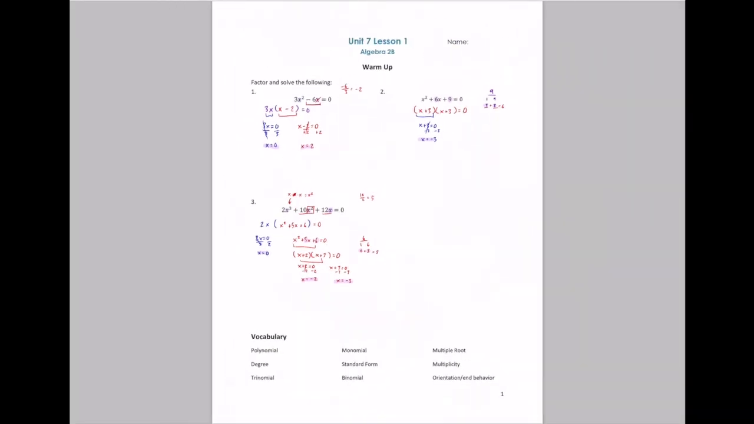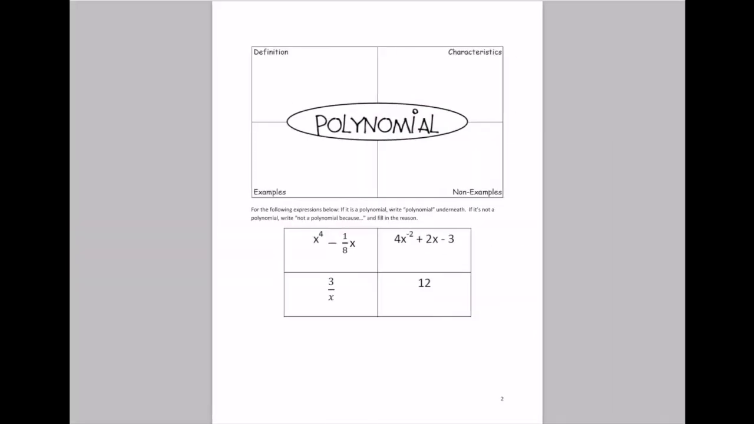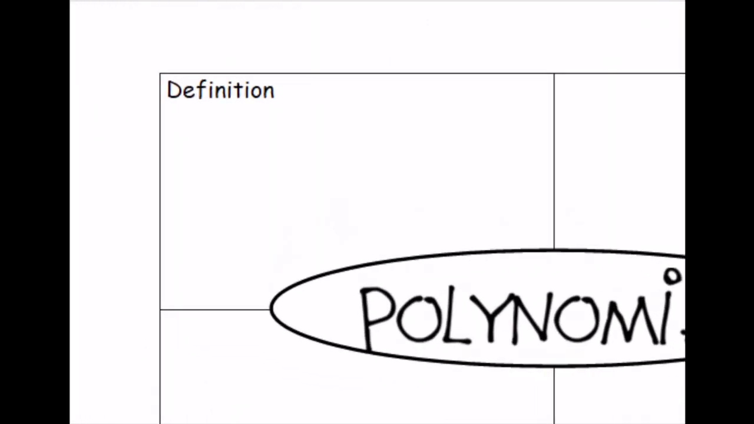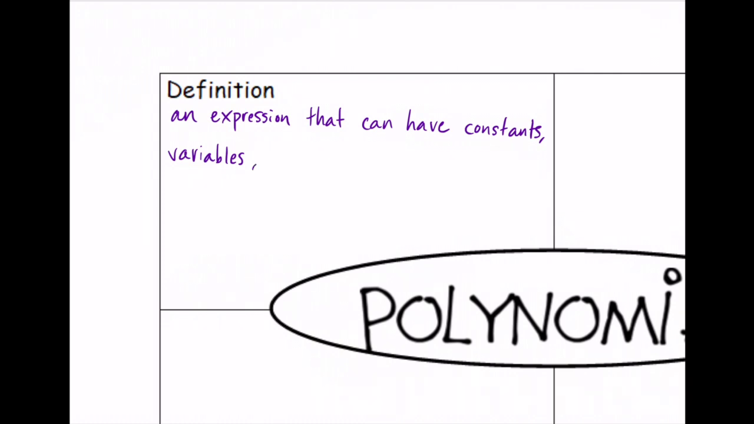Right, on the rest of the page, you'll see the vocabulary we're going to see throughout this unit. Let's move on from that, and let's look at our definition for a polynomial. So this whole unit, we're going to be working with polynomials. Let's define that. So, a polynomial is an expression that can have constants, variables, and exponents.